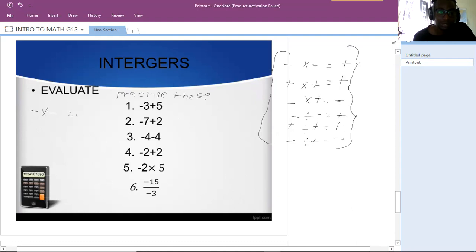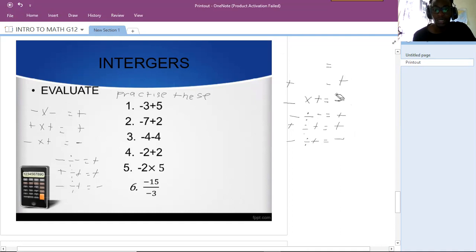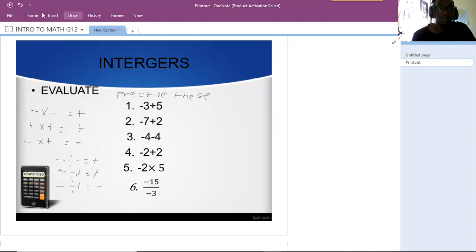Negative times negative, it's positive. Positive times positive, it's positive. Negative times positive, it will be negative. Plus minus, then we do the same for division. Negative divided by negative, it's positive. Positive divided by positive, it's positive. Negative divided by positive, it's negative, so that I can use this other space for us to solve these other questions. So let's start off from the first question that we have here. Our first question says negative 3 plus 5.